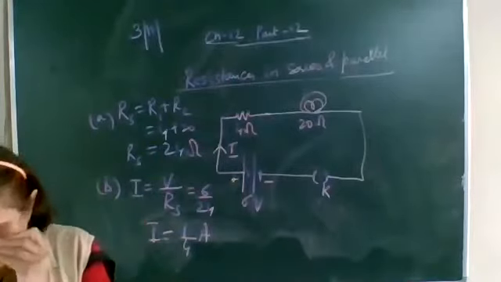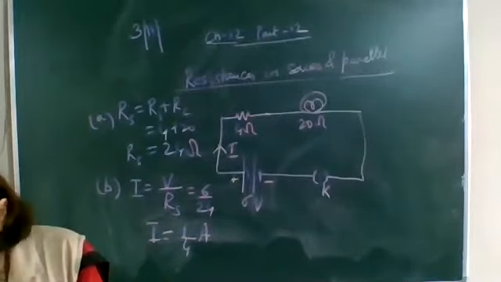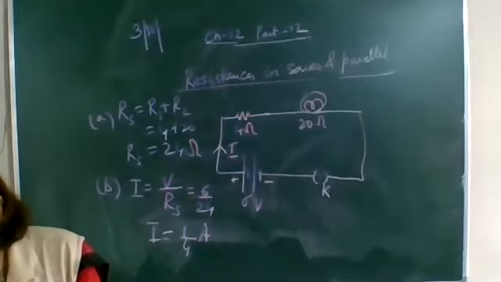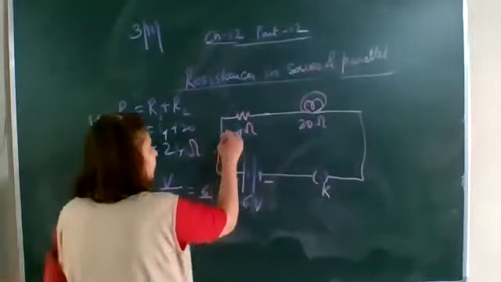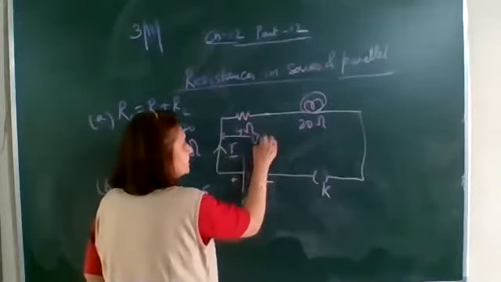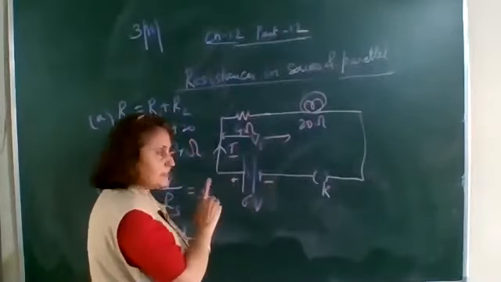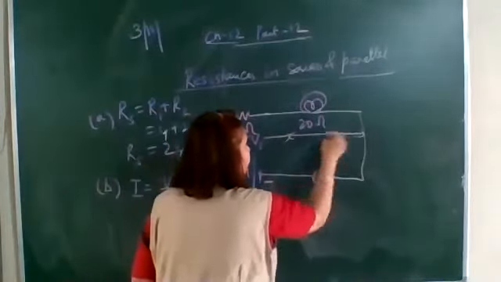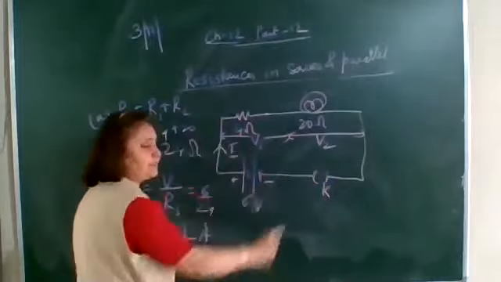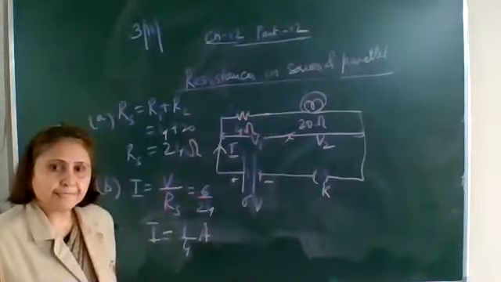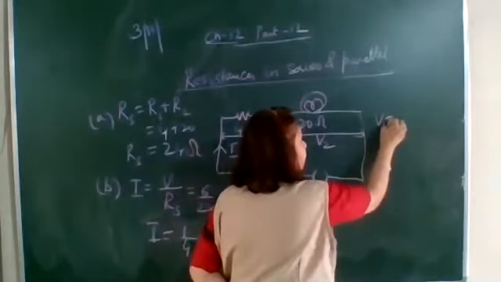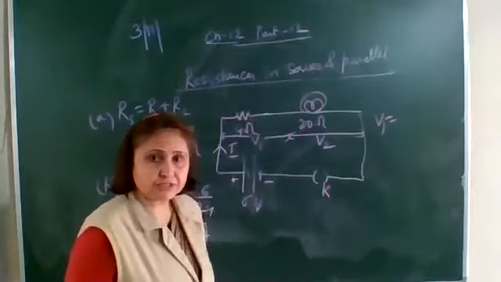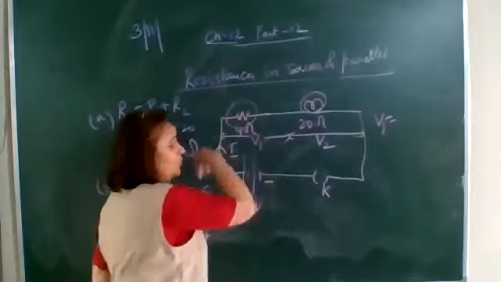The unit will be ampere. So the current is 1 by 4 ampere. Now the next part is the potential difference across the electric lamp and the conductor. Here we have to find the potential difference across the conductor, let it be V1, and across the lamp, let it be V2. So V1 is equal to current into resistance across this 4 ohm.